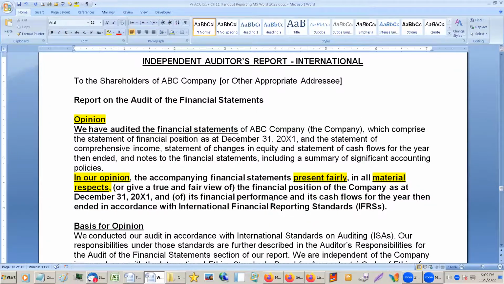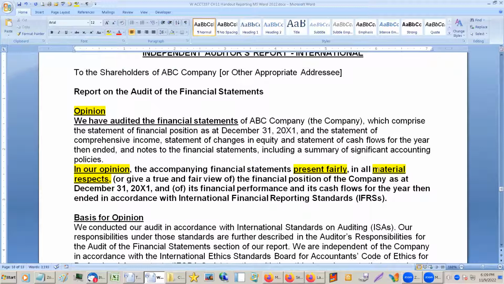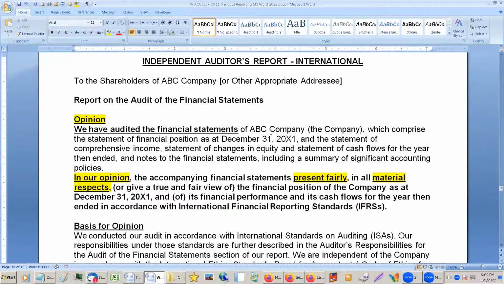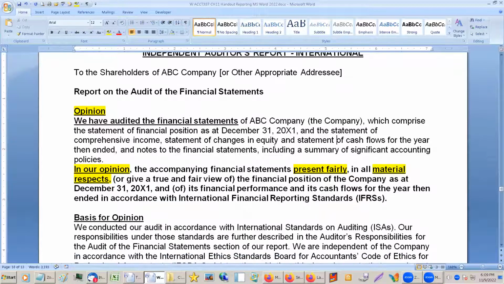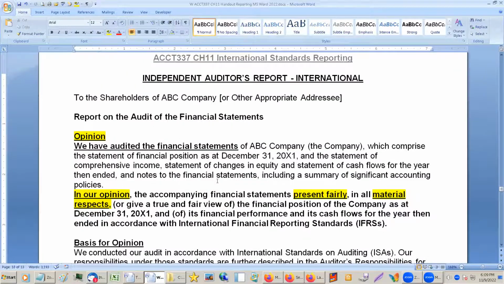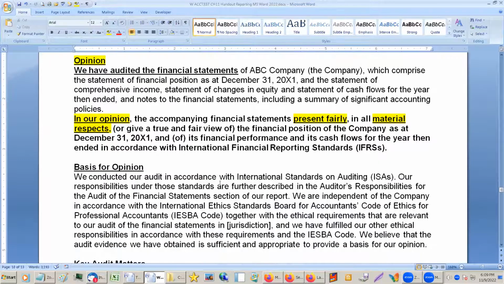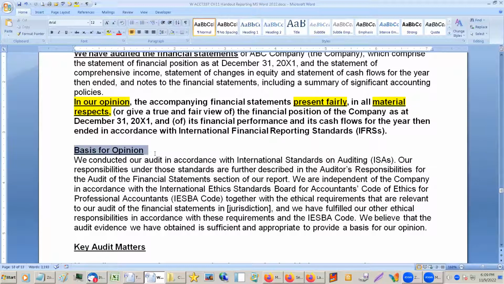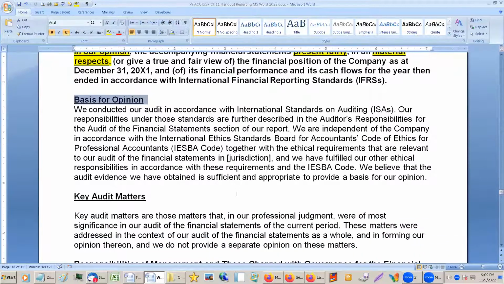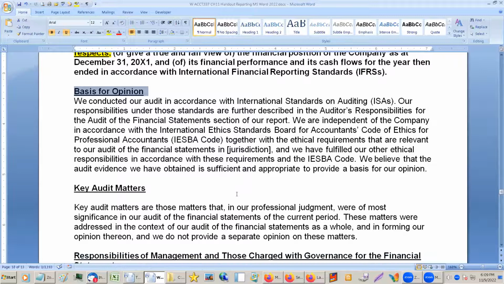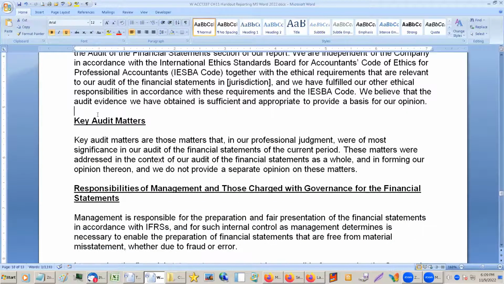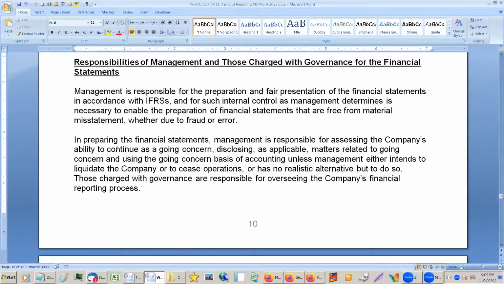We present, but we're only looking for material respects, things that are material. So this report will go along with the financial statements. So the income statement, statement of retained earnings, balance sheet, statement of equity or retained earnings, whichever one they have. They tell whose standards they used. Key audit matters, which are different, and so on.